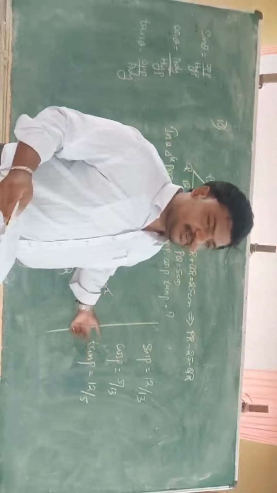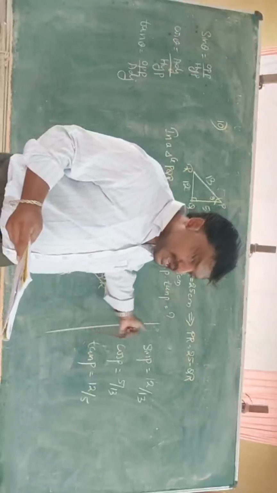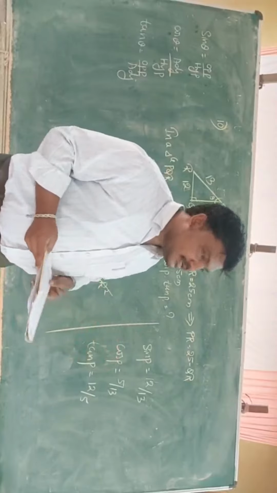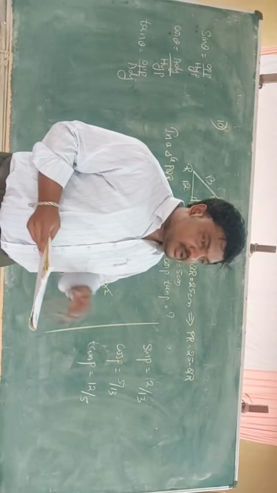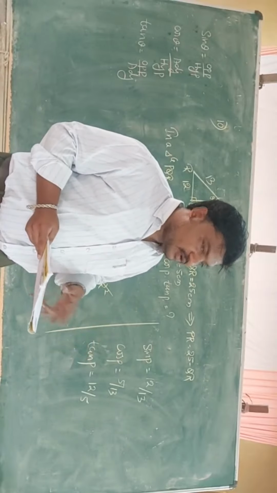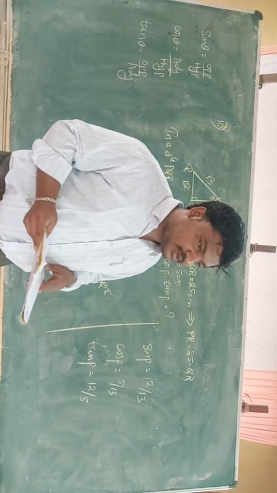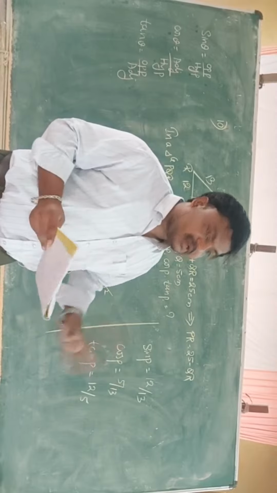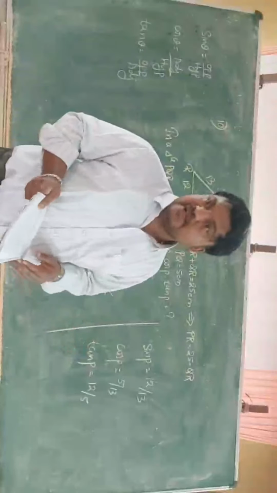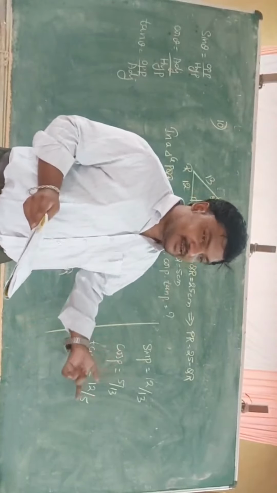Sec A is equal to 12 upon 5 for some value of angle A. You see in this example, cos and sine values are always less than 1. Sine value lies between 0 and 1, and cos value lies between 1 and 0. It never becomes greater than 1. It's always less than 1. But the reciprocal of that is always greater than 1.